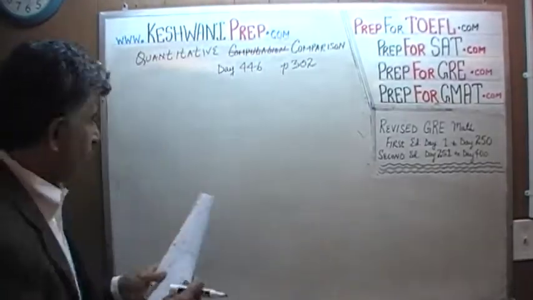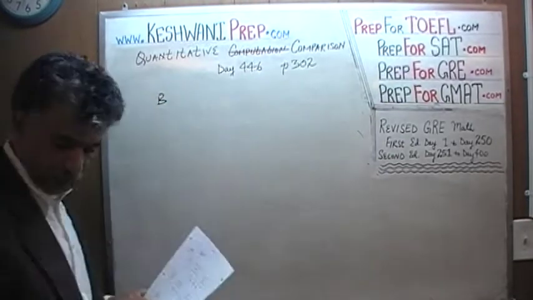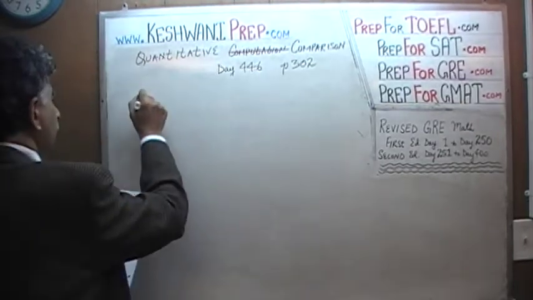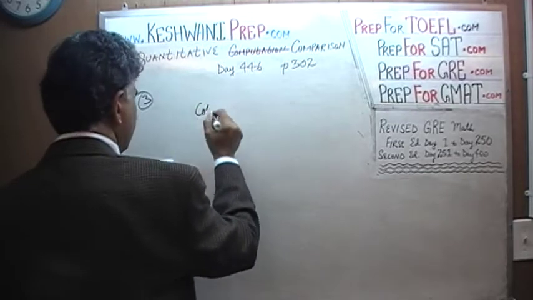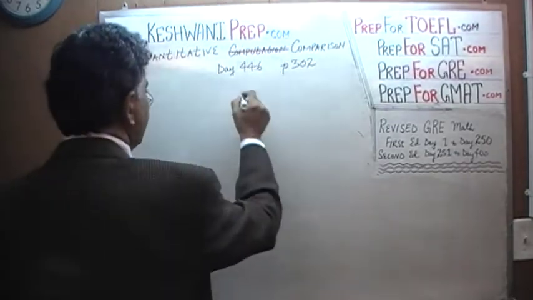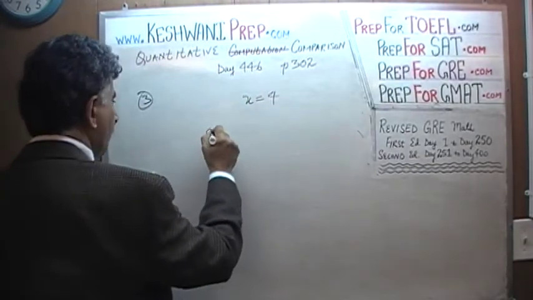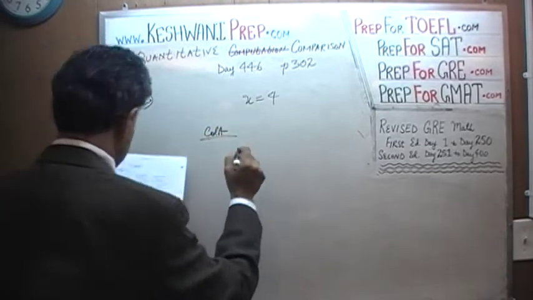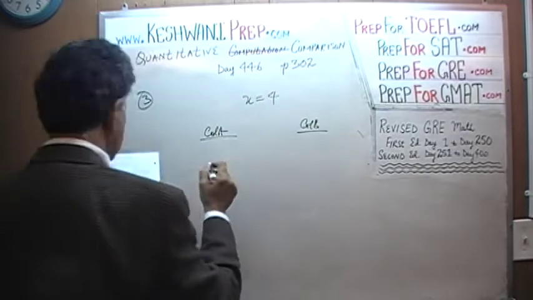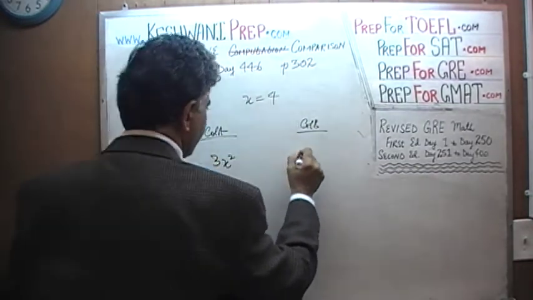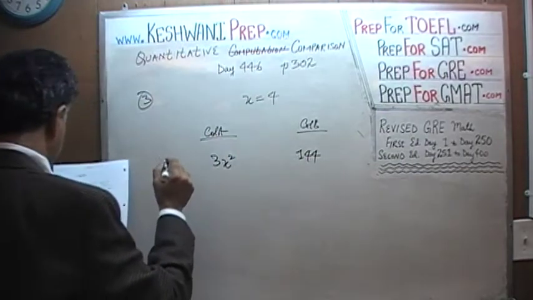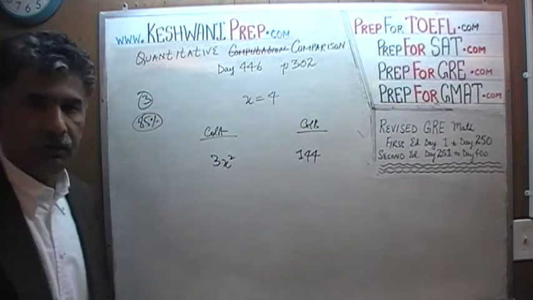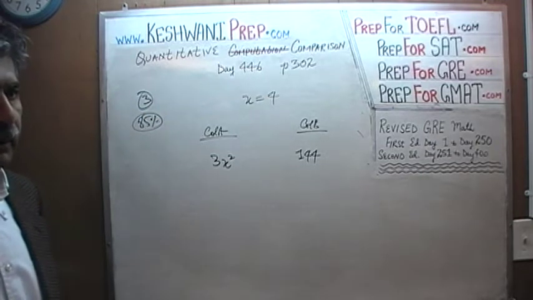Problem number three. Again, it's 85%. 85%? What the hell? I think I just gave away the game, didn't I? Column. We are told that x equals 4. We're being asked to compare 3x squared versus 144. And the percentile was 85%. Again, pause the video and do it yourself, and then we'll do it together.